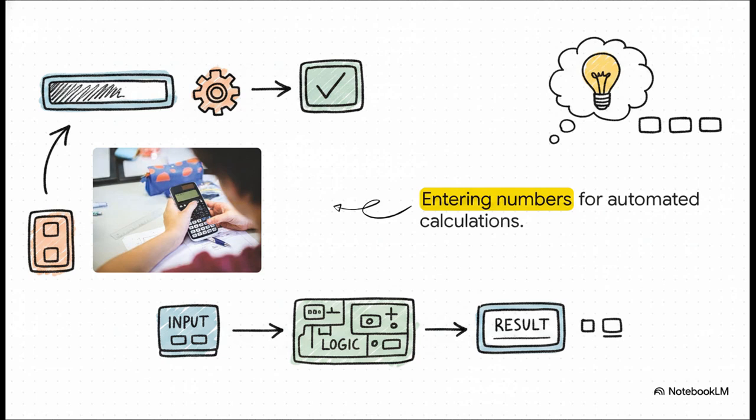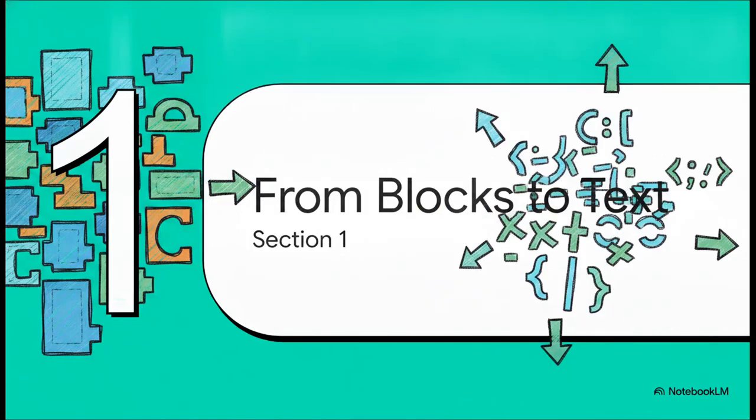You, as the user, give it inputs. You enter numbers, you press certain buttons, and it automatically performs specific calculations. It takes those inputs, processes the underlying logic, and boom, displays the result. And it works perfectly because all of those rules were defined and tested long before you ever bought it. But what happens when we want to step beyond those pre-made buttons and define the rules ourselves? Well, that brings us to Section 1, From Blocks to Text.